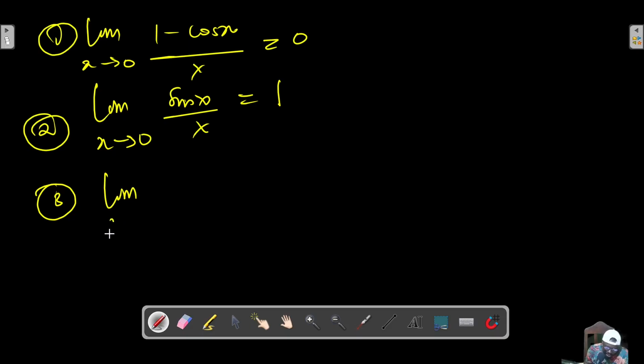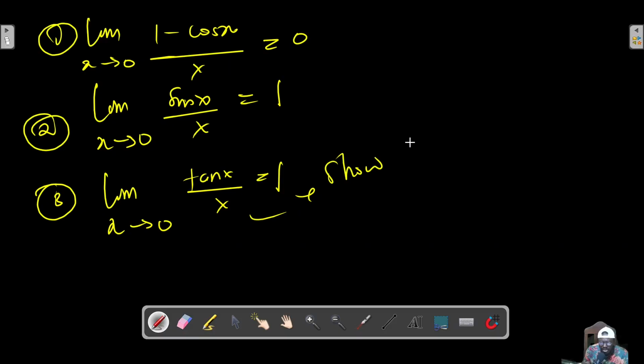The limit as x approaches 0 of tan x divided by x is equal to 1. But you can actually show that this is equal to 1. So I'll give this to you as an assignment. Show that tan x over x is equal to 1, if you know these two.